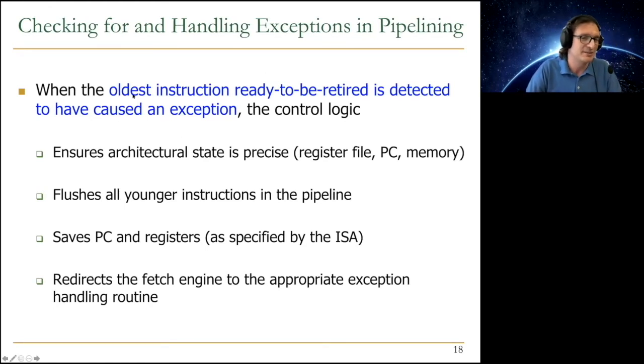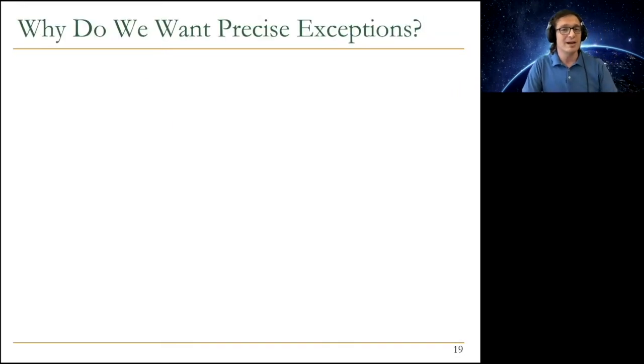But in this case, we're assuming that the oldest instruction that is ready to be retired is detected to have caused an exception. And you should check only the oldest instruction for exceptions, because later instructions may all be flushed, right?